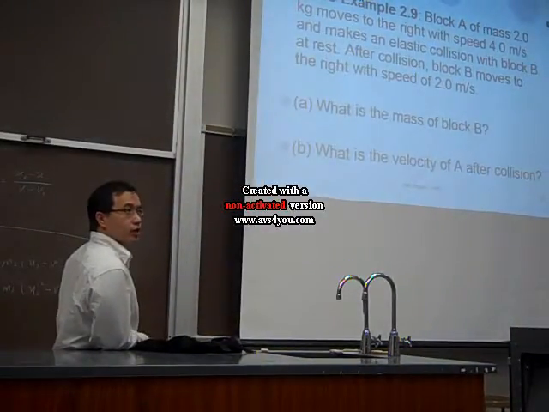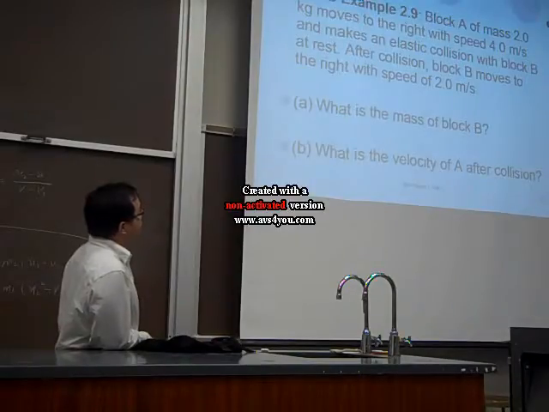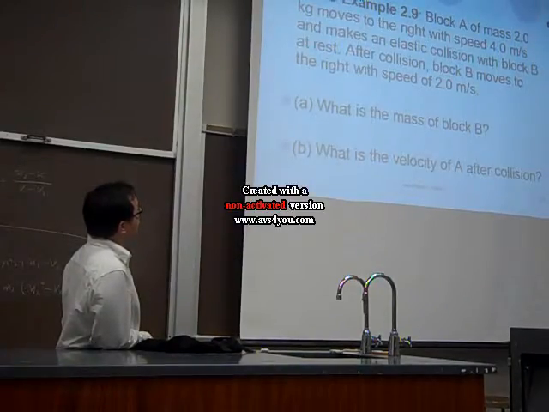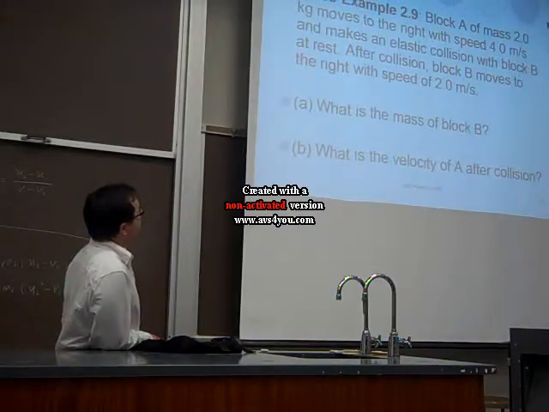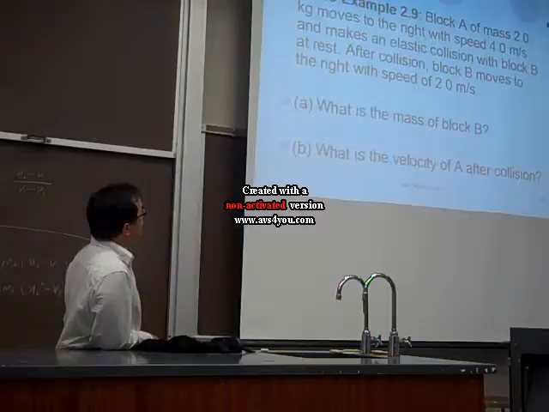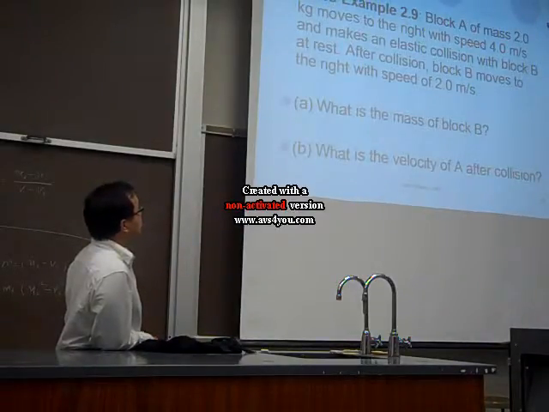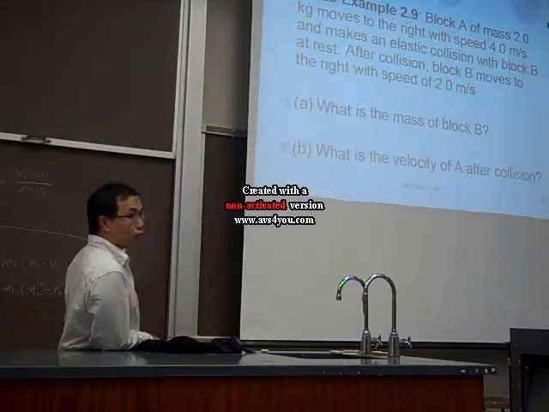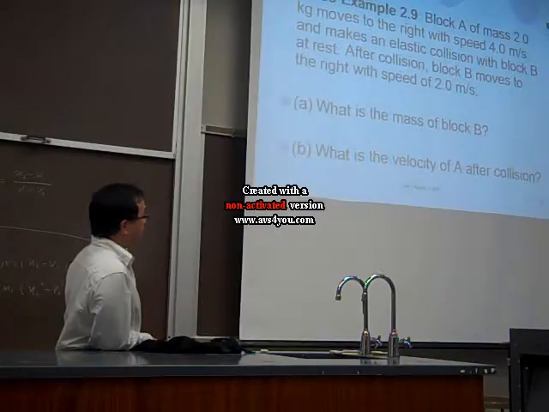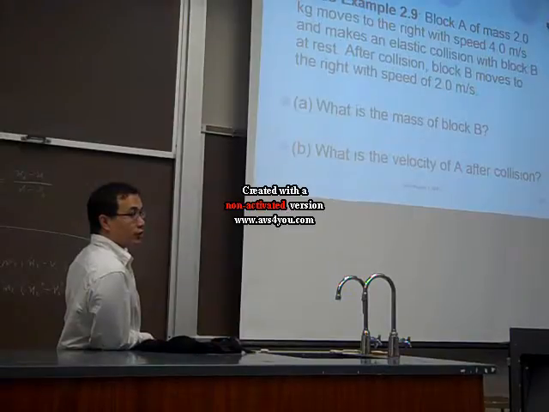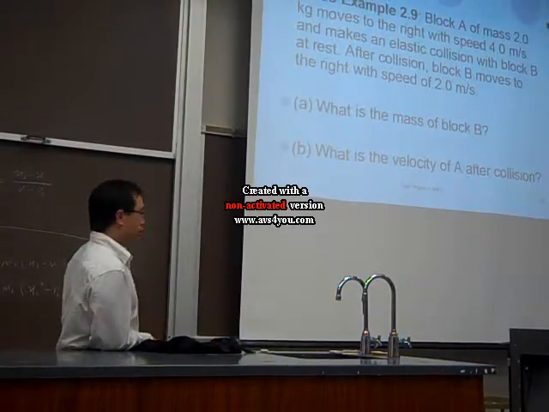Okay, now let's look at some elastic collision problem. If you have a block A with mass 2 kg moves to the right with speed 4 meters per second and makes an elastic collision with block B at rest. After collision, block B moves to the right with speed of 2 meters per second. What is the mass of the block B and what is the velocity of A after collision?